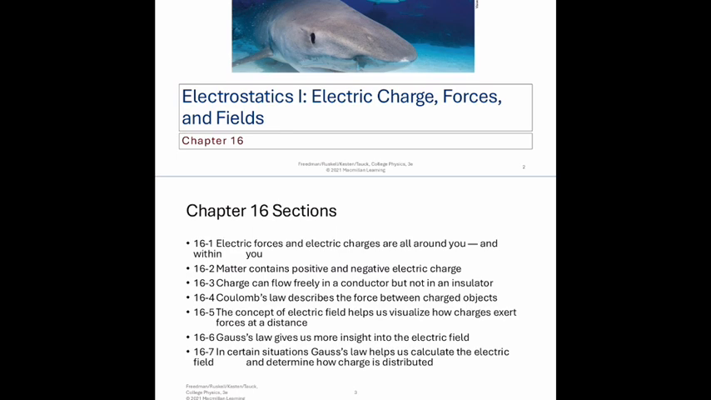So electrostatics means we are looking at matter with properties of charge and how they behave when they are still, okay, when they are static. So in this chapter, we're going to focus on the property of electric charge, the forces that occur between charges, and the electric fields that are produced by charges.